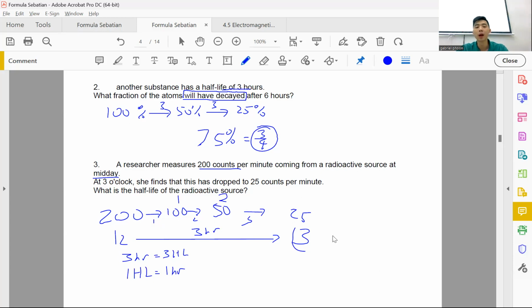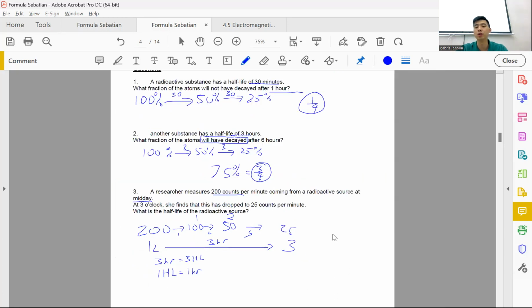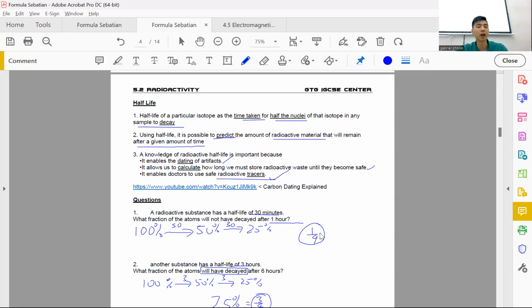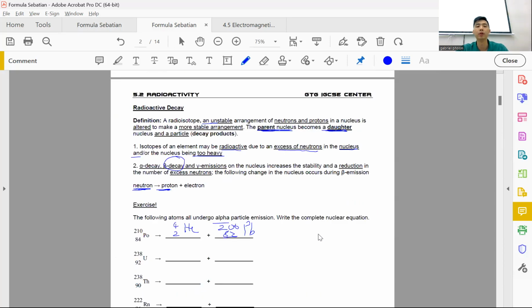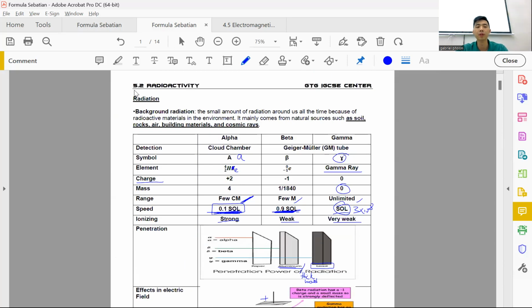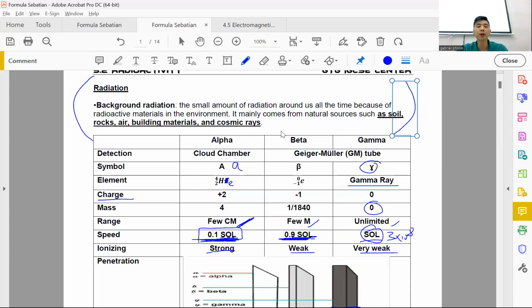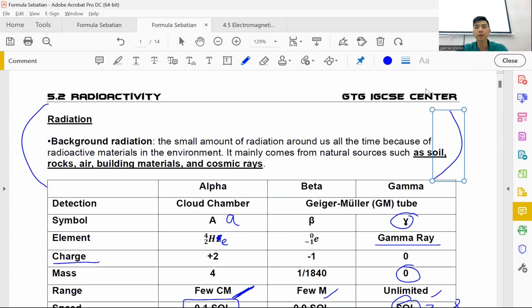Okay? In your exam, if they don't ask about background radiation, half-life calculation is literally very straightforward. Most of you should be able to calculate and answer the question properly. But in reality, most of the time, they include something known as background radiation, which I purposely skipped here. If you flip back to the first page, there's something known as background radiation.